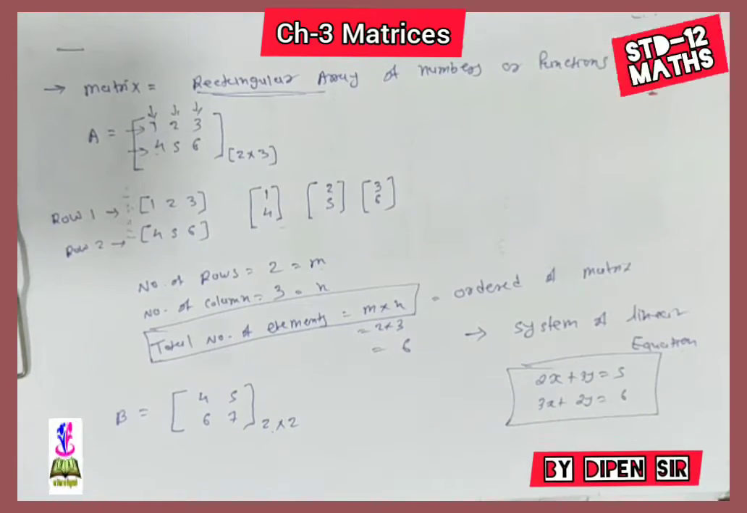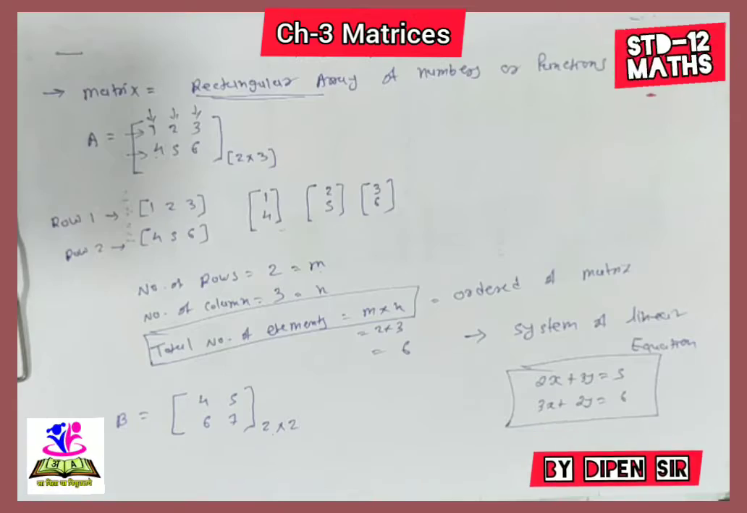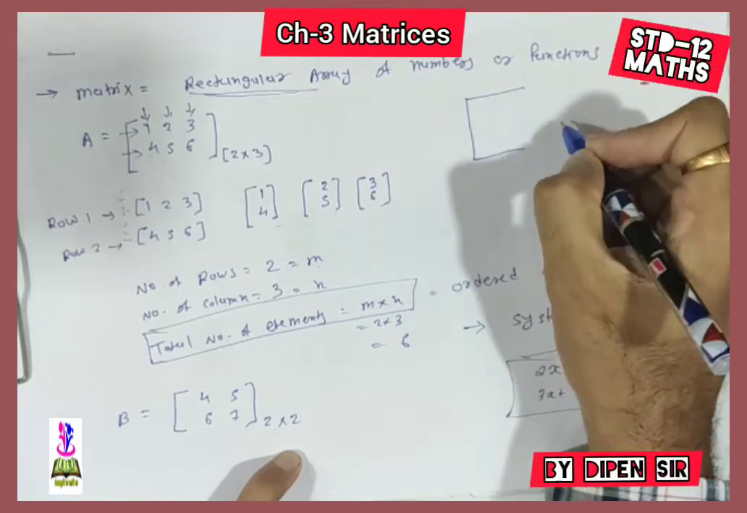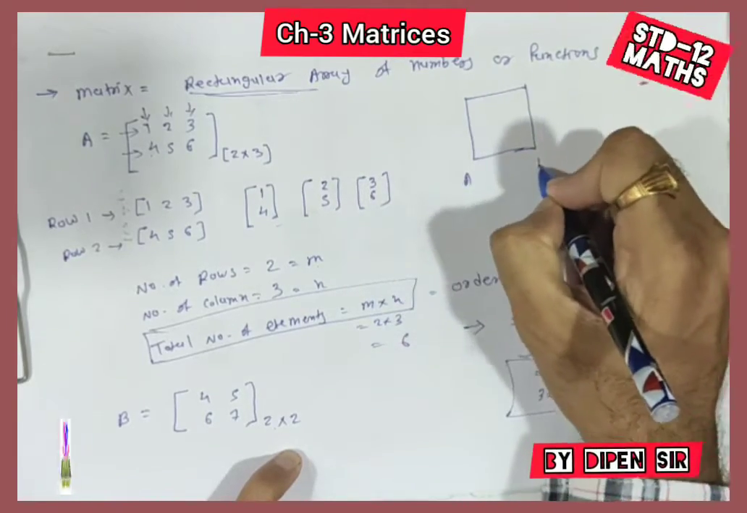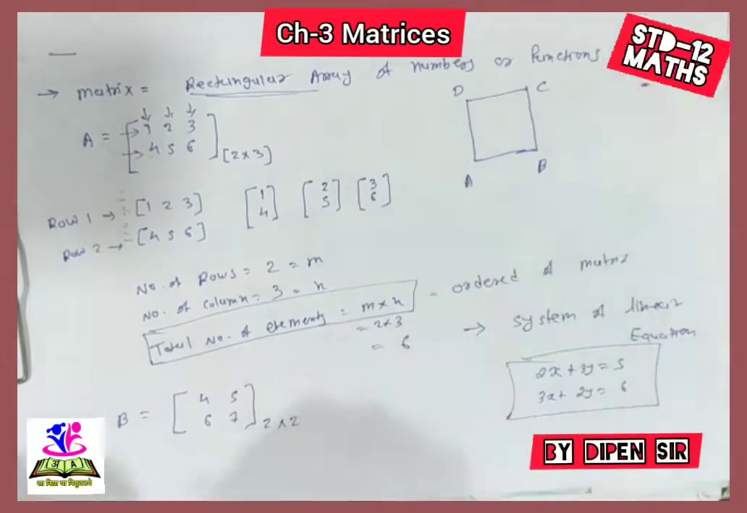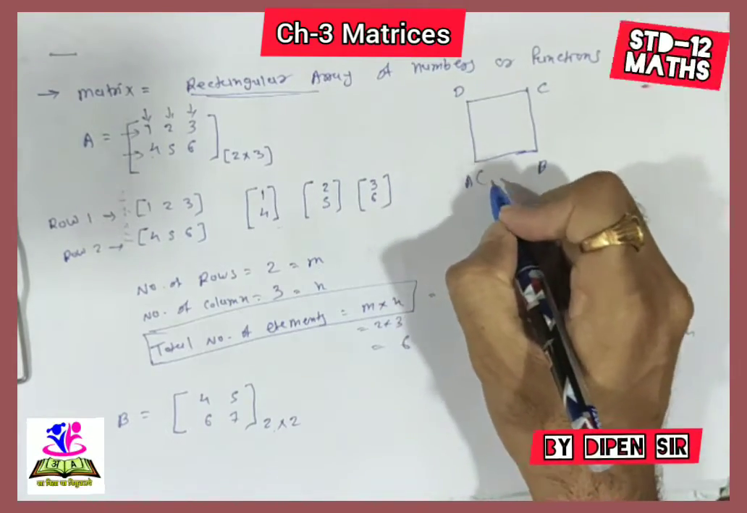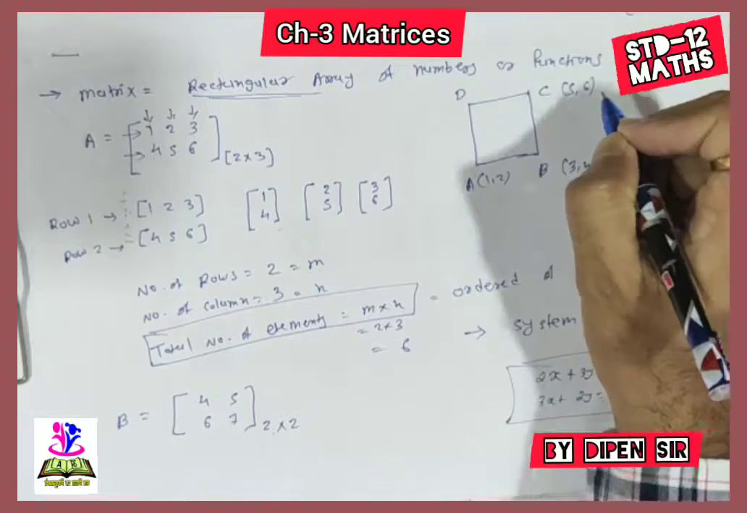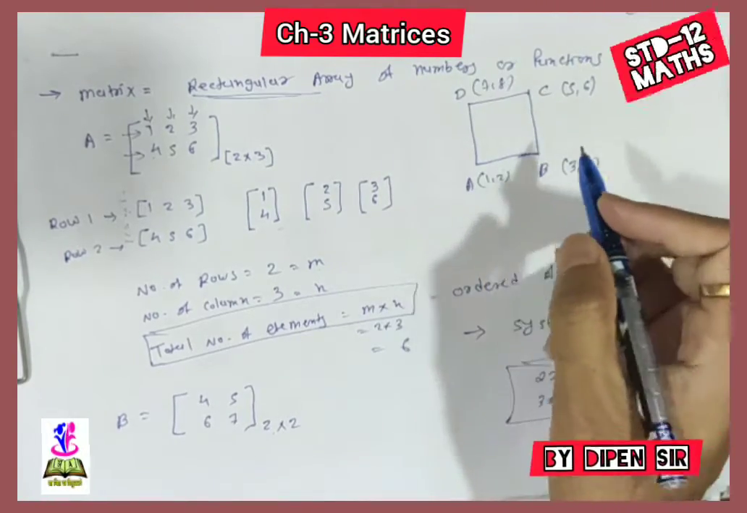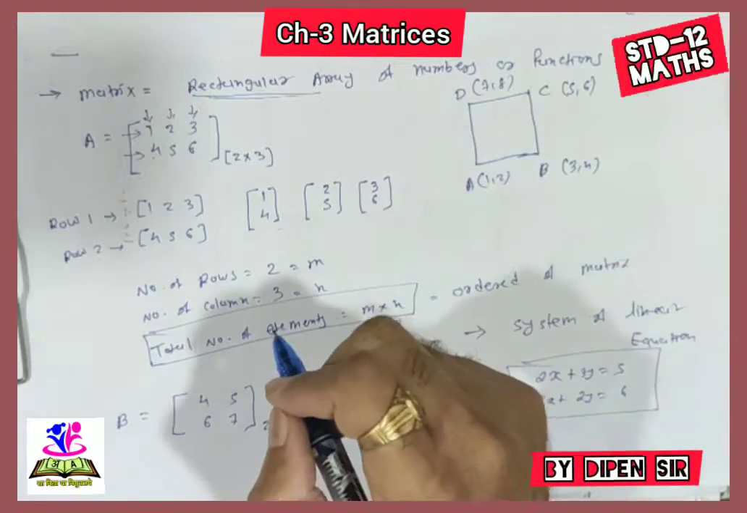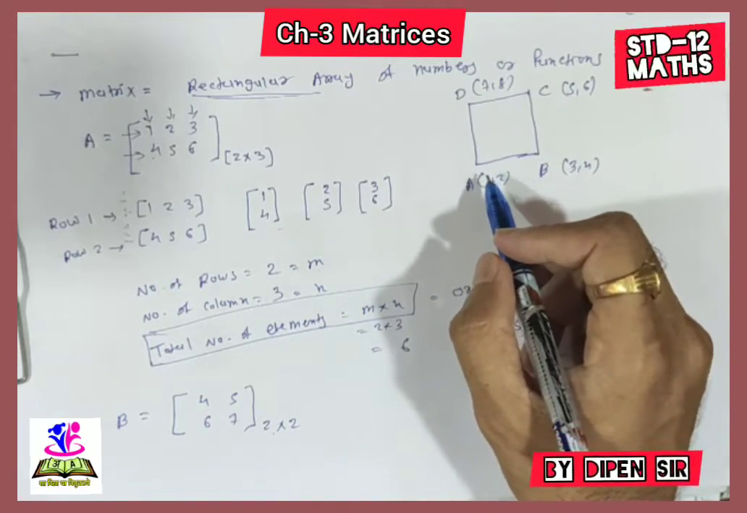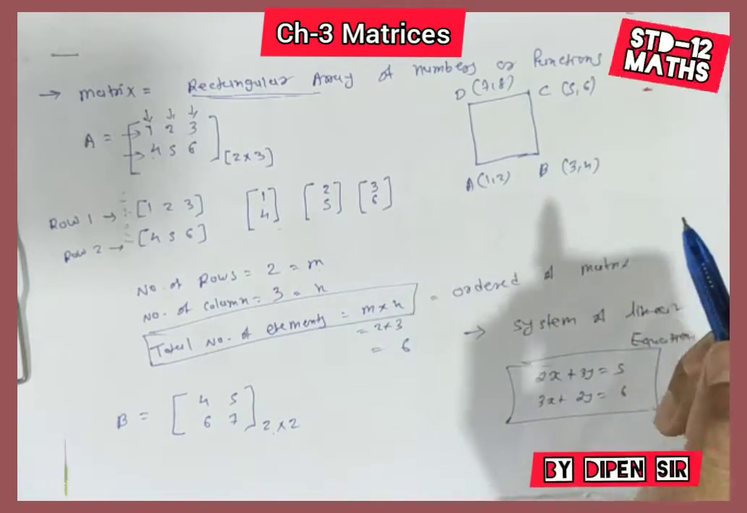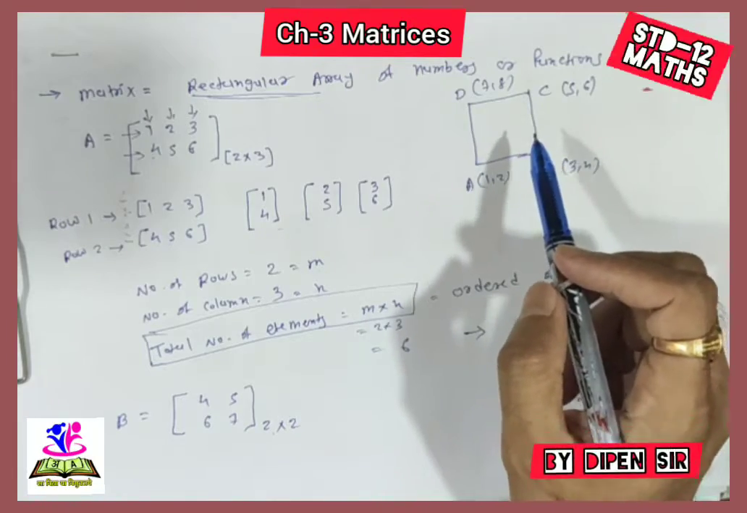Done. Matrix is also used to represent some geometrical figures. For example, let us now consider one square. This is square ABCD, and its vertices are suppose 1, 2, 3, 4, 5, 6, 7, 8. This is not the square, I think it's a quadrilateral. Let us now consider this is quadrilateral, and these coordinates of its vertices are 1, 2, 3, 4, 5, 6, 7, 8 respectively. So we can also represent this geometrical figure by using matrix.